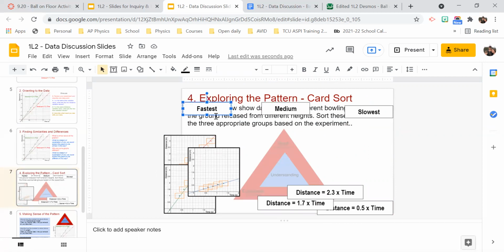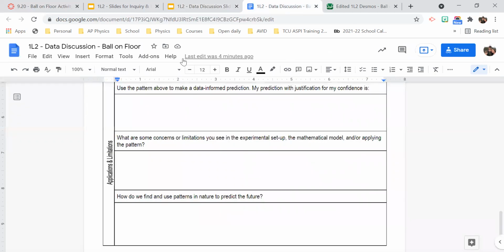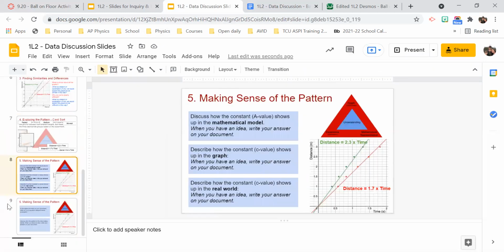So that way you're starting to understand, okay, fastest is going to be distance equals this times that, slowest is distance equals that times this. So take a second to do that. And then again, make sense of that data. Good job. Data. So these are the same questions that we were just going over in the data discussion. All right. So I cannot stress enough how important your data discussion is to understanding your mathematical model.